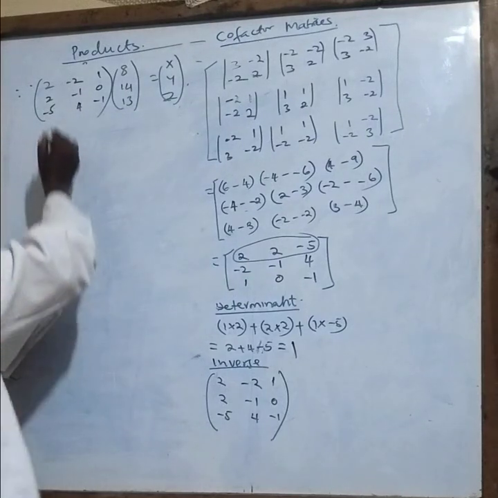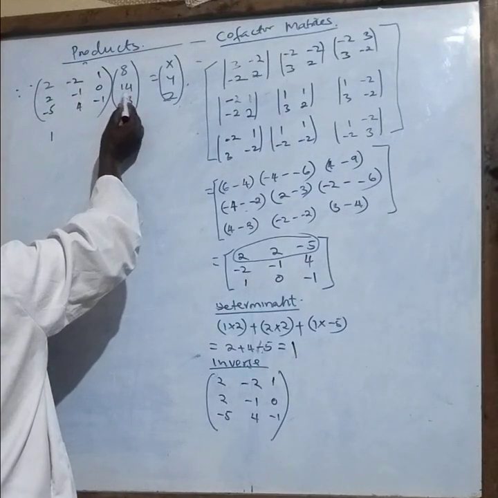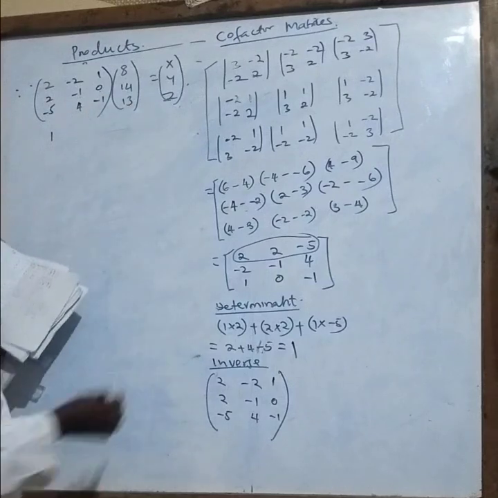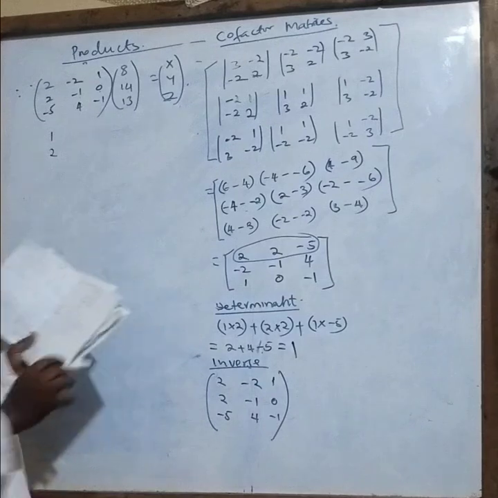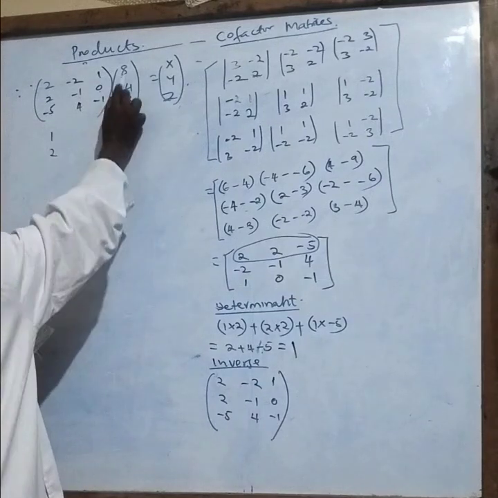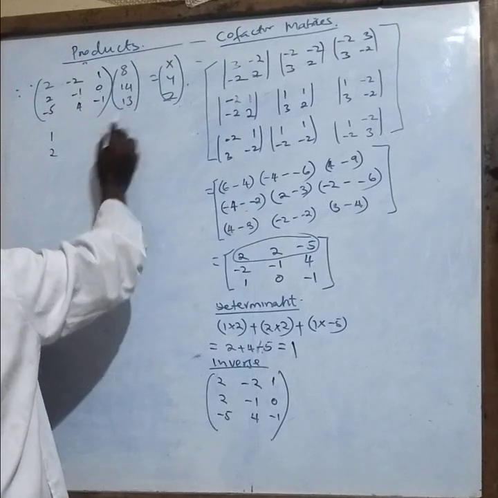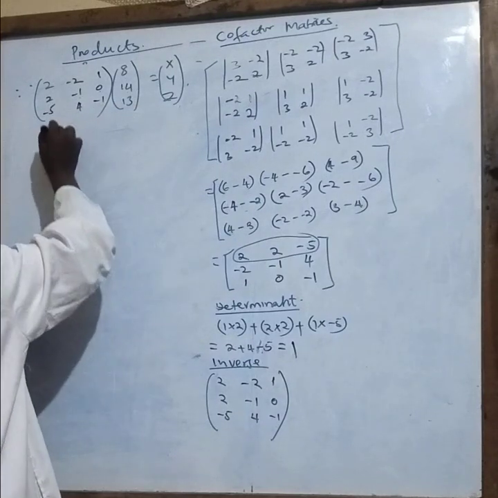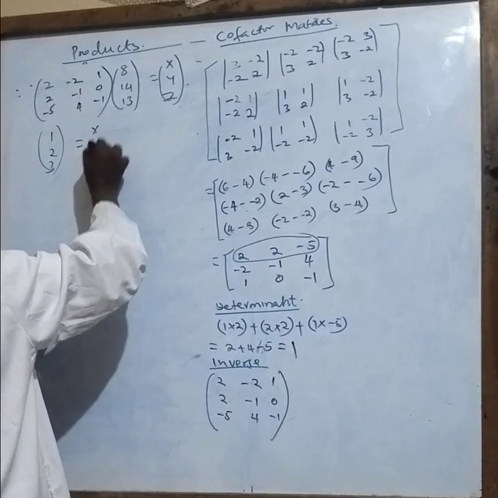The second row, 2 times 8 plus negative 1 times 14 plus 0 times 13. Your answer is 2 here. The third row is negative 5 times 8 plus 4 times 14 minus 1 times 13. Your answer is 3. Then this is equal to x, y, and z.